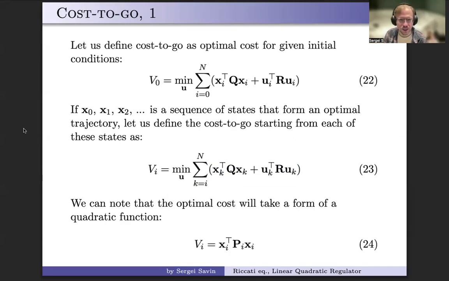Now we can define cost to go, right? For given initial conditions. So we can define cost to go like this. Notice now it is the same as optimal cost, but now we minimize with respect to u, right? We minimize with respect to u.